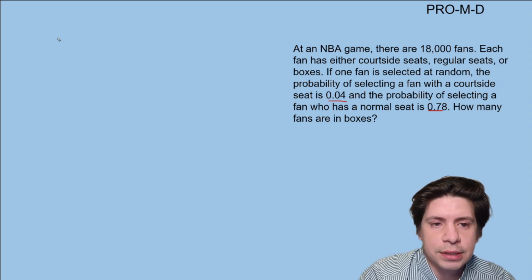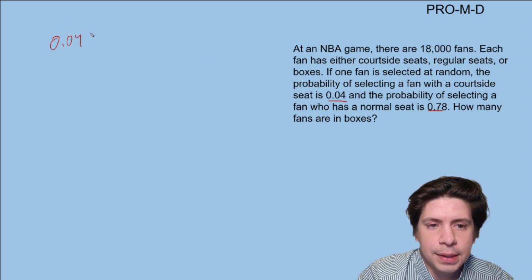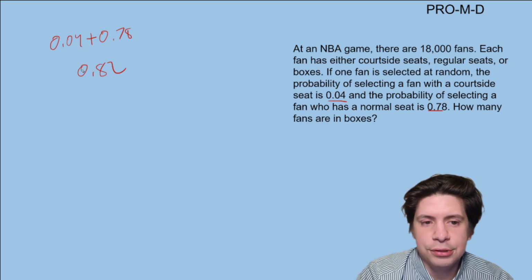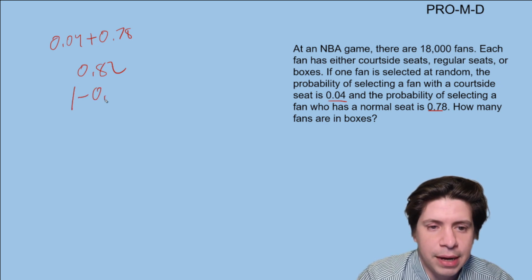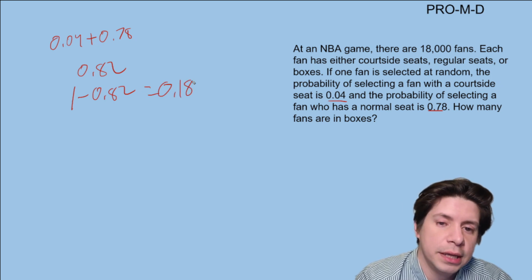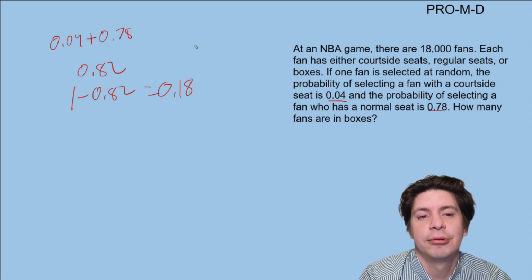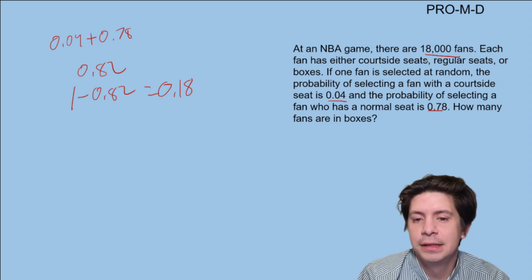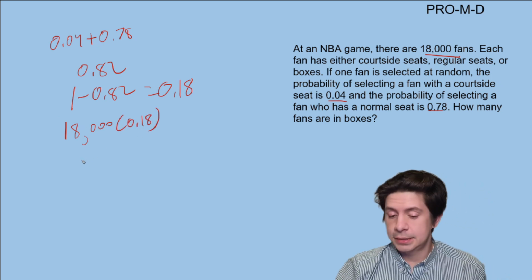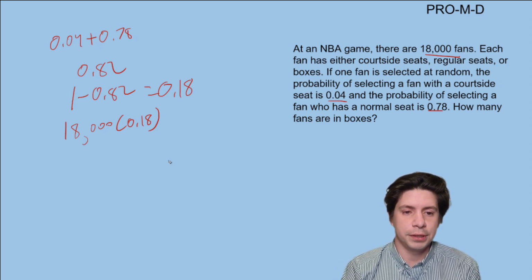So we're going to do 0.04 plus 0.78, and that's going to give us 0.82. And then the total of probability, right, is always 1. So it's going to be 1 minus 0.82 to find the probability of someone in a box, which is 0.18. And then we take that value and we multiply it by the total fans to find how many fans are in boxes. So we'll do 18,000 times 0.18. And that's going to give us 3,240.